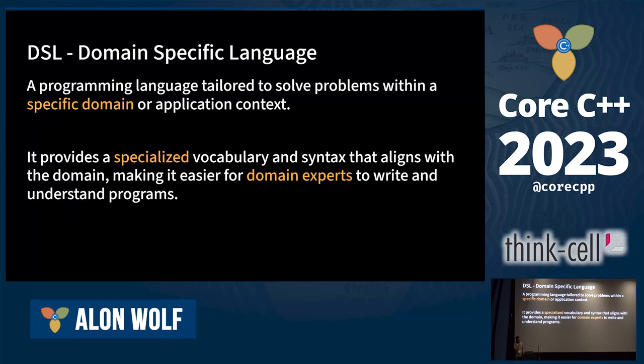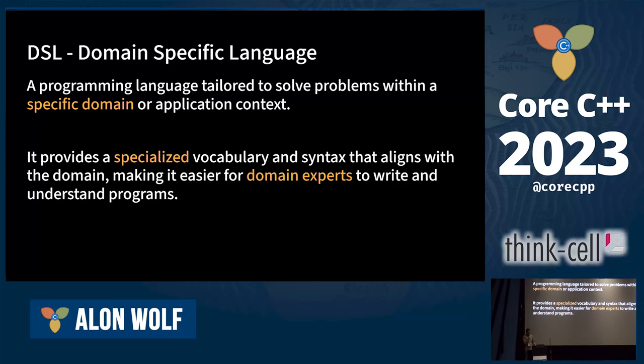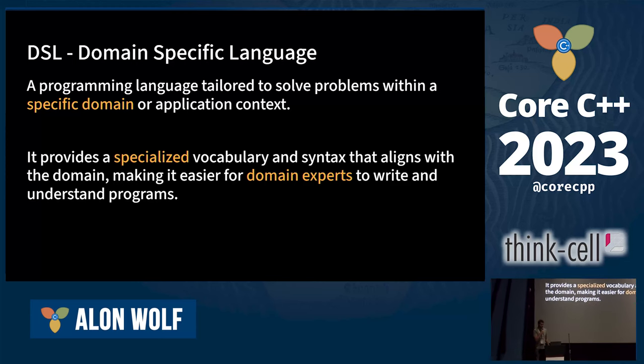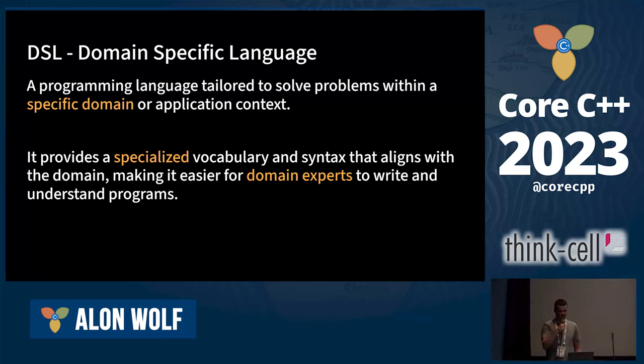A domain-specific language, or DSL, is a language that is designed to help domain experts solve problems in their specific domain. And it does it by fitting the vocabulary and syntax to this domain. So the trade-off of using a DSL is that at first you need to understand the domain, and then you need to learn the syntax of the DSL. But once you do, it can be a powerful tool for solving problems in that domain.